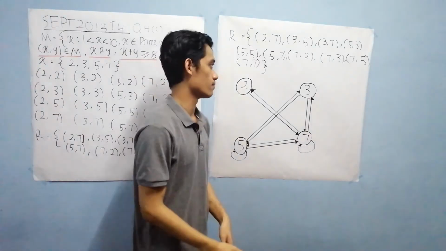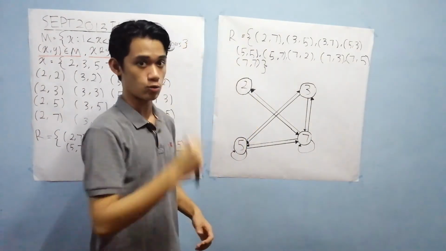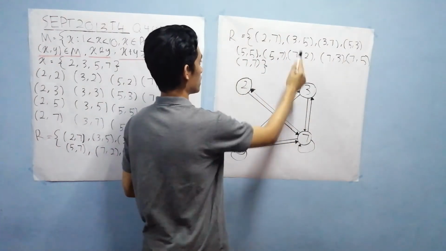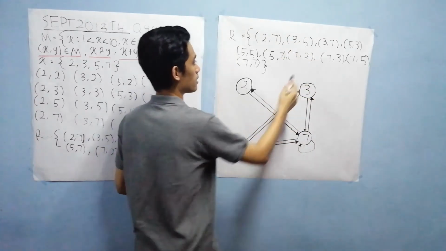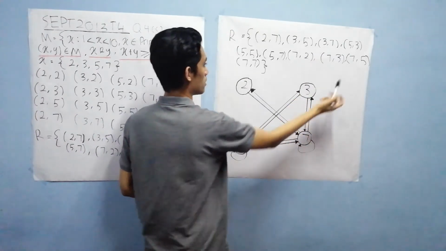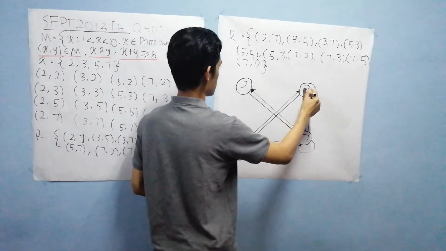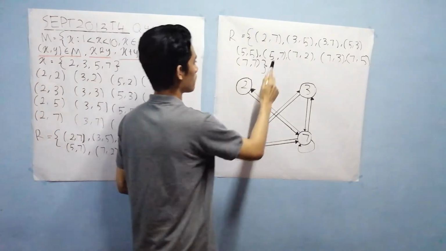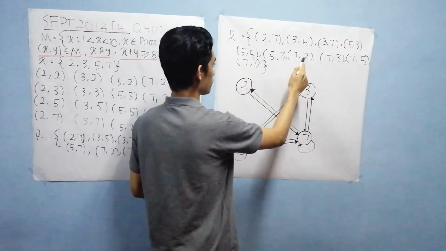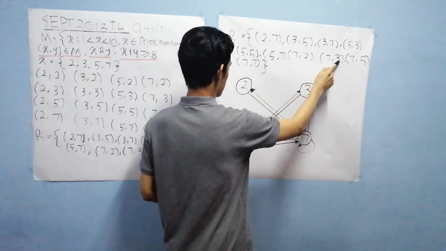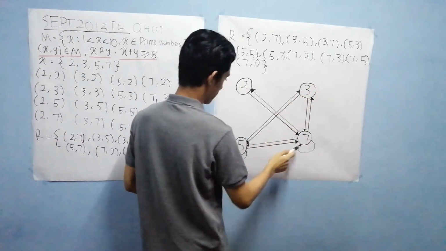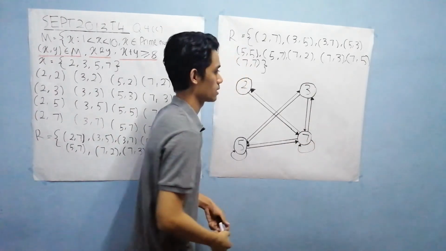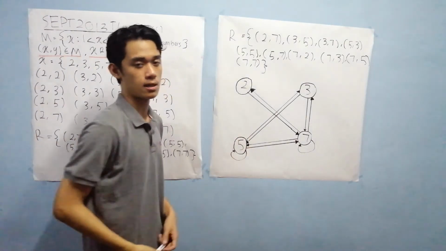To answer the directed graph, we must point the ordered pair x to y. I take this as an example: 2 pointed to 7, 3 pointed to 5, 3 pointed to 7, 5 pointed to 3, 5 is pointed to 5, which is to itself. So we must use the loop. 5 pointed to 7, 7 pointed to 2, 7 pointed to 3, 7 pointed to 5, 7 pointed to 7, which is to itself. Once again, we must use the loop. So for question 1, here is the directed graph.